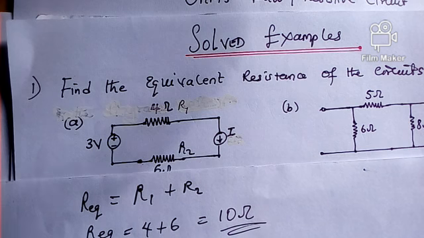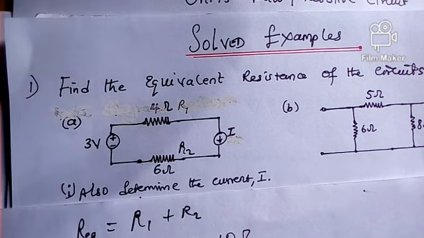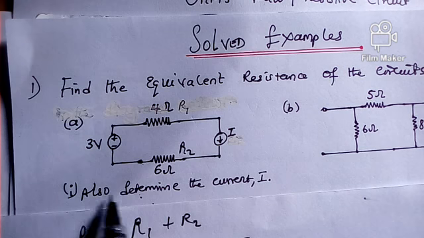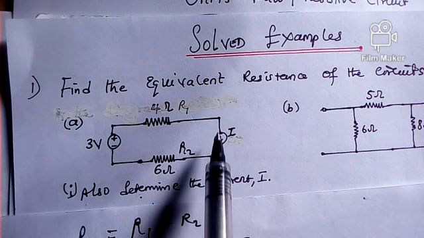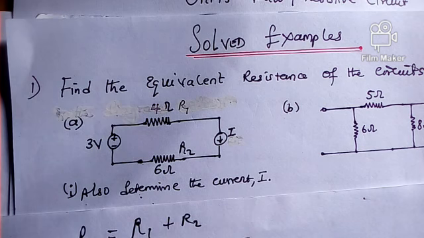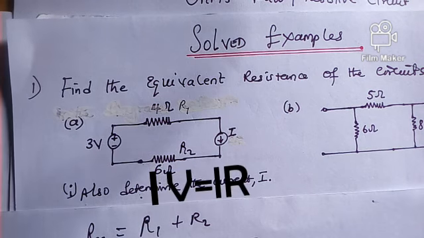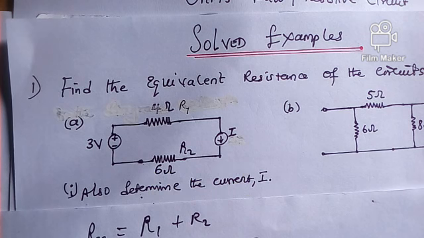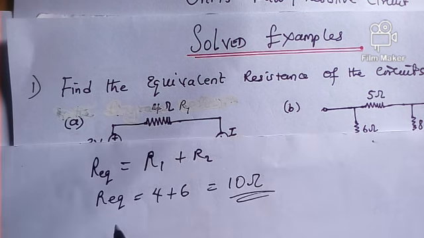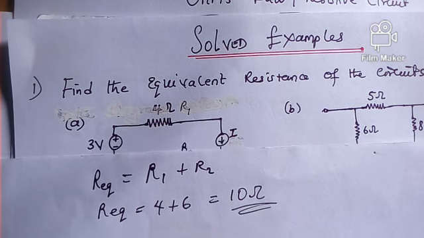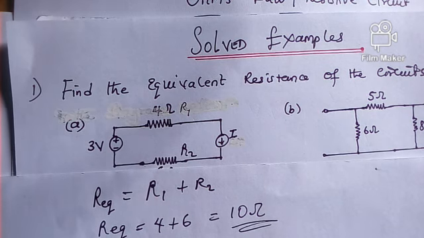Just find the equivalent resistance, no big deal, just find the total resistance. But there is a subordinate question below it that says, also determine the current flow, I. See this current, we want to know what the value is. Now, Ohm's law says that the voltage is equal to the current times resistance. We've already gotten our equivalent resistance, which is R equivalent, and that is this.